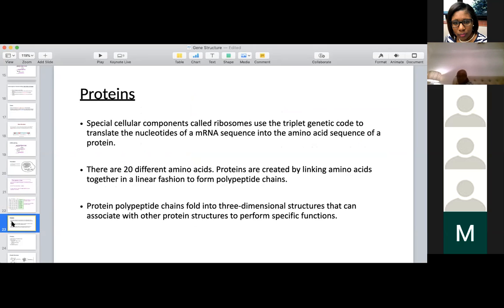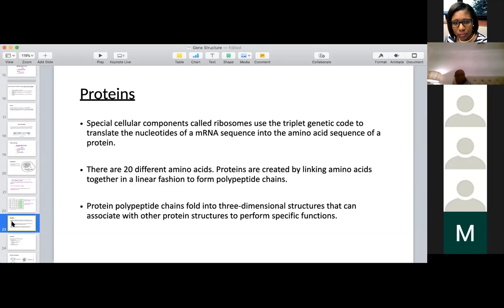So what's the end of the story? These proteins. The proteins are made by special cellular components called ribosomes, which use the genetic code to translate nucleotides of messenger RNA into an amino acid sequence of a protein.